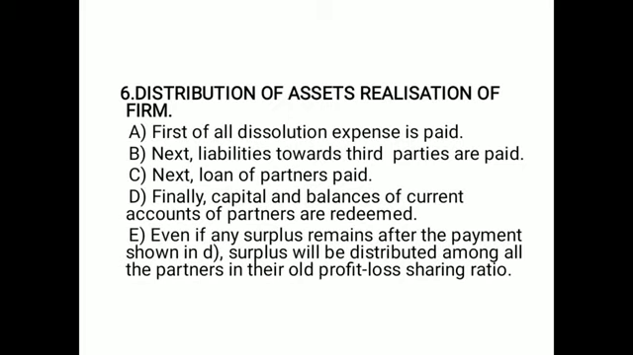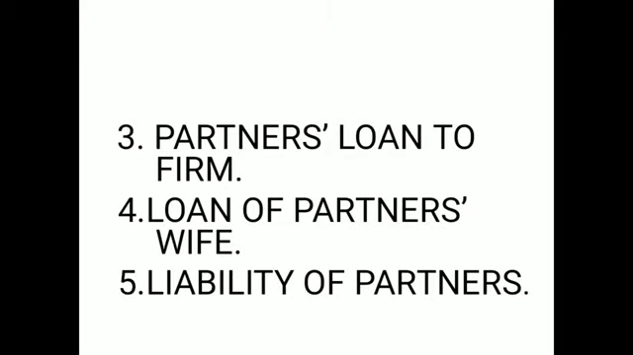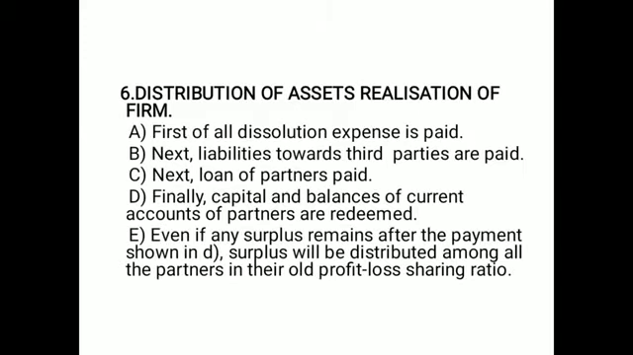So firstly, dissolution expense is paid, then liabilities towards third parties are paid. Third parties, outsiders, could be creditors, or loan from people other than the partners. Yes? So here we had a point, loan of partner's wife. If the wife has given a loan from her personal fund, then it will be paid at this stage. It is to be treated as a third party liability. So the loan of partner's wife given from her personal fund will be paid as a third party liability.